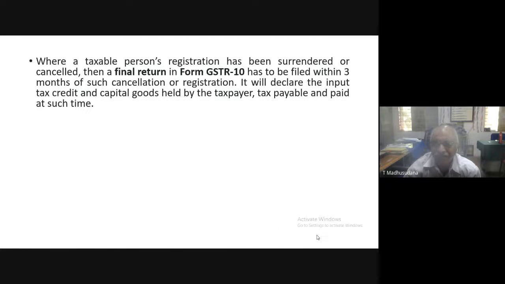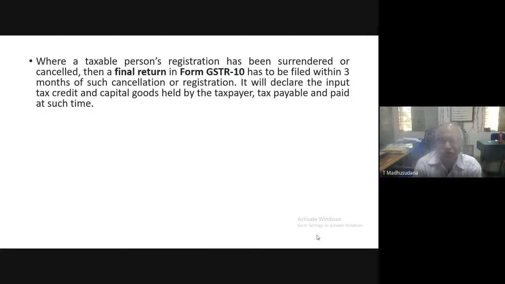Next, where a taxable person's registration has been surrendered or cancelled, then a final return in Form GSTR 10 has to be filed within 3 months of such cancellation of registration. It will declare the input tax credit and the capital goods held by the taxpayer, the tax payable and paid at such time.